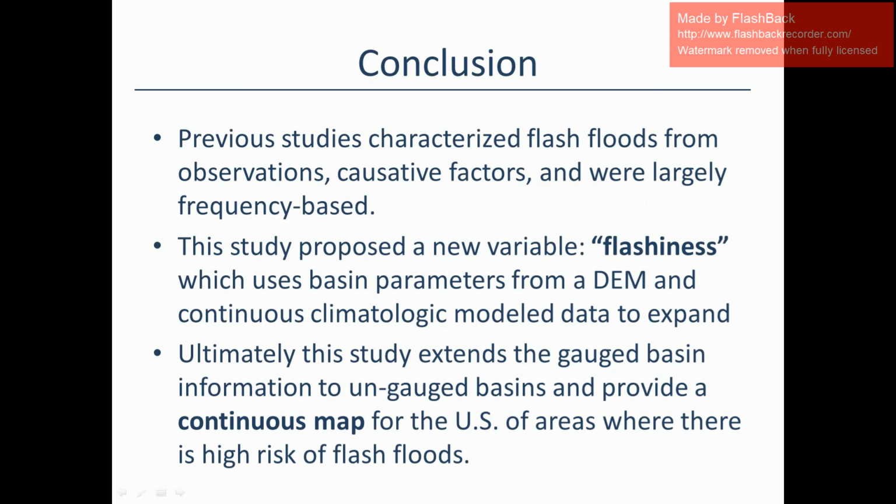What I thought was most important was that previous studies characterized flash floods from observations, causative factors, and were largely frequency-based. This study proposed a new variable, flashiness, which uses basin parameters from a DEM and continuous climatologic modeled data to expand from where we do have information. Ultimately, the study extends the gauged basin information to ungauged basins and provides a continuous map for the U.S. of areas where there is a high risk of flash floods.